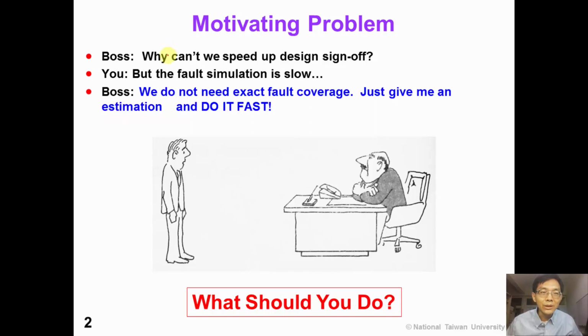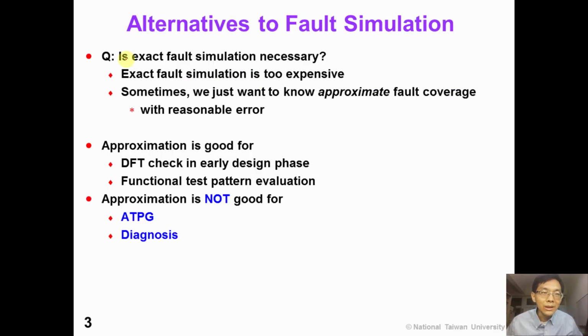Imagine this scenario. Suppose that your boss asks you, why can't we speed up the design sign-off? And you told your boss that fault simulation is very slow. And your boss said, we do not need exact fault coverage at this stage of the design. Just give me an estimation and do it fast. So what should you do? This is a good question.